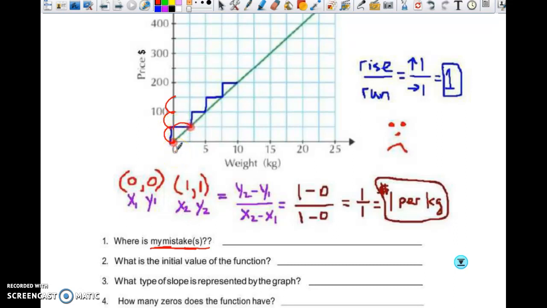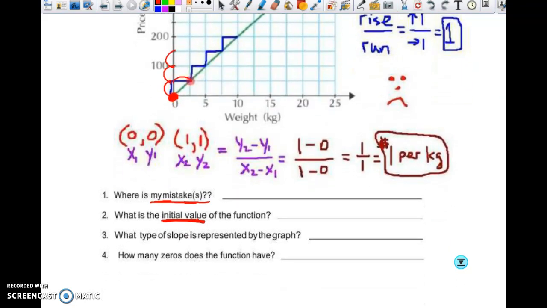All right, so where's his mistake? Why is he still getting 1? All right, what is the initial value of the function? So initial value is always the starting point. Guys, where do we start? Right here. All right, we always start where the graph starts, which is right here. We'll call that the y-intercept. Okay, so the initial value is always the y-intercept of the function. So what is the initial value? Basically, what is the y-intercept? What is the starting point?